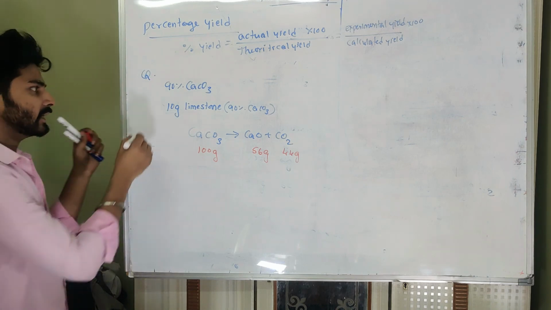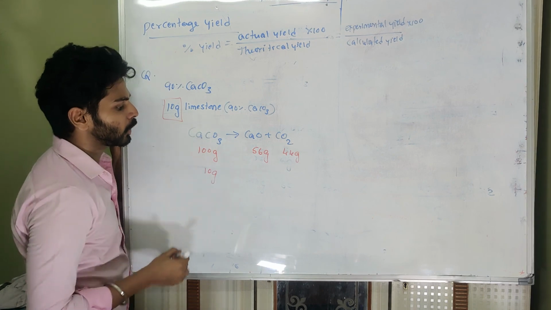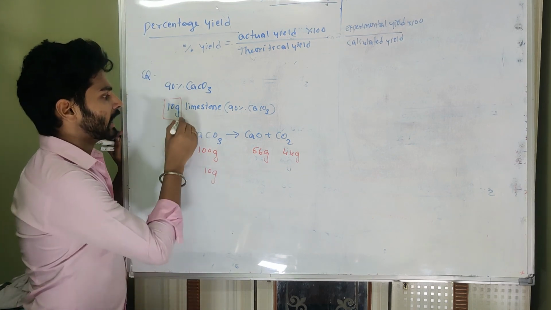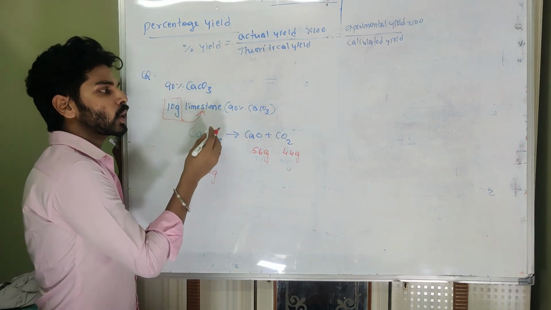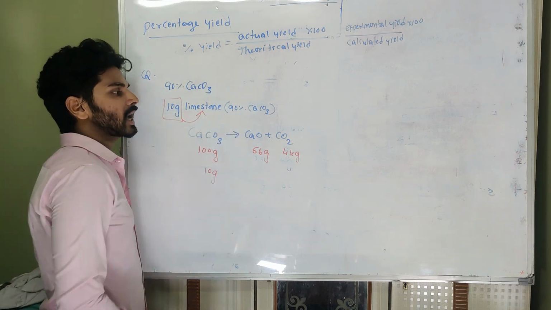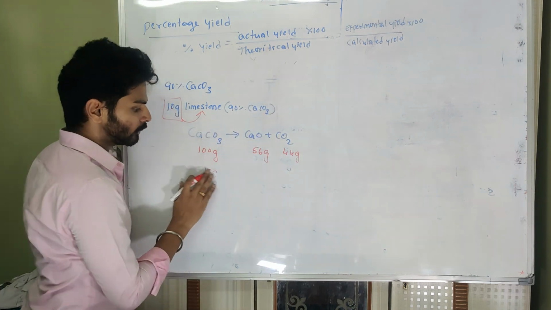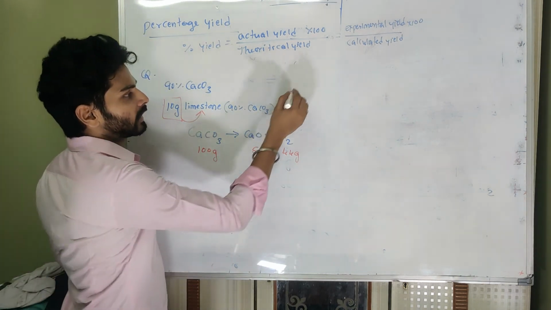So given data is 10 gram. You cannot use this as 10 gram here, because all 10 gram is not calcium carbonate. 10 gram is actually limestone. Limestone is a mixture with many other impurities. It contains largely calcium carbonate, that is 90% pure. So first of all, we cannot keep this as 10 gram. We have to calculate that.